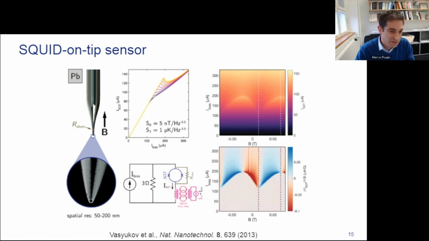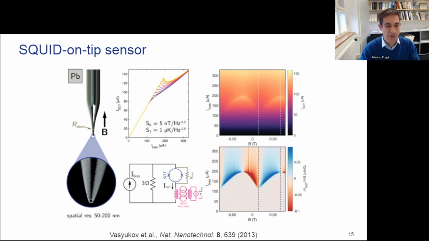These scanning SQUIDs are also very interesting because they are excellent sensors of temperature. As you can see in this slide, they have a sensitivity on the order of 1 microkelvin per root hertz by virtue of the fact that they have Josephson junctions that you can bring in very close proximity to a measured sample, and therefore in a kind of local thermal contact with that sample. And so you can measure both magnetic and thermal signals using this scanning probe.